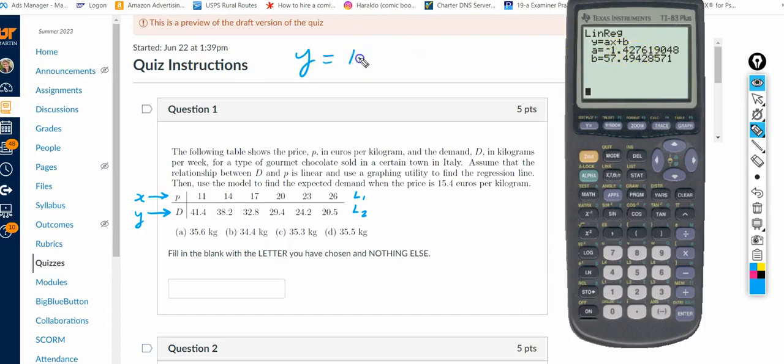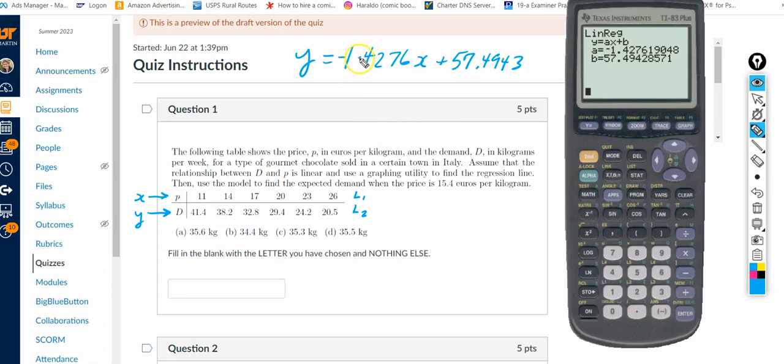So Y is equal to negative 1.4276 times X plus B, which is going to be 57.4943 when I round that to 4 places. Okay, so that's a negative 1.4276. Let me rewrite that.